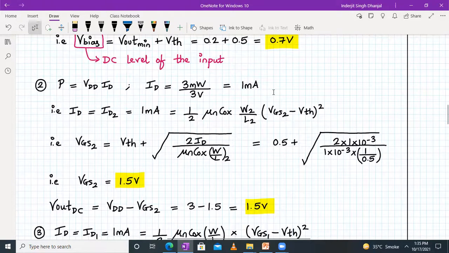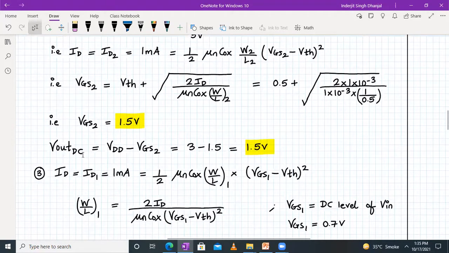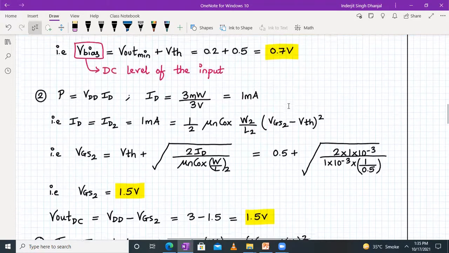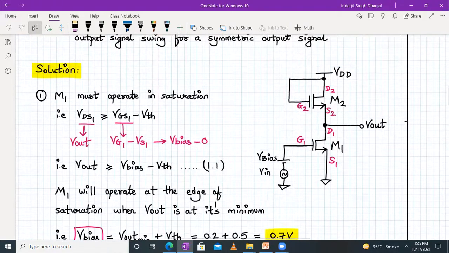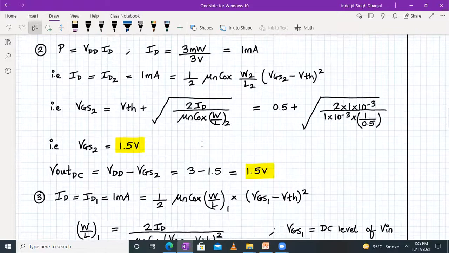Okay. So now we will find the value of V out DC. So let's go to the circuit again. What is the V out DC level? What is the DC level of it? It will be VDD minus VDS2. Agree? So V out DC level will be VDD minus VDS2. So let's find out that.